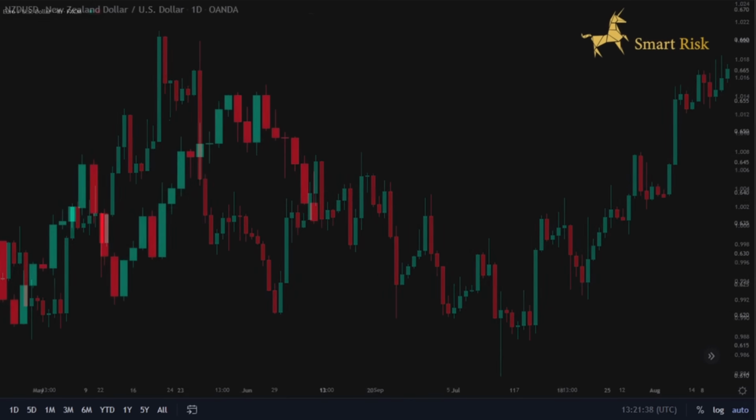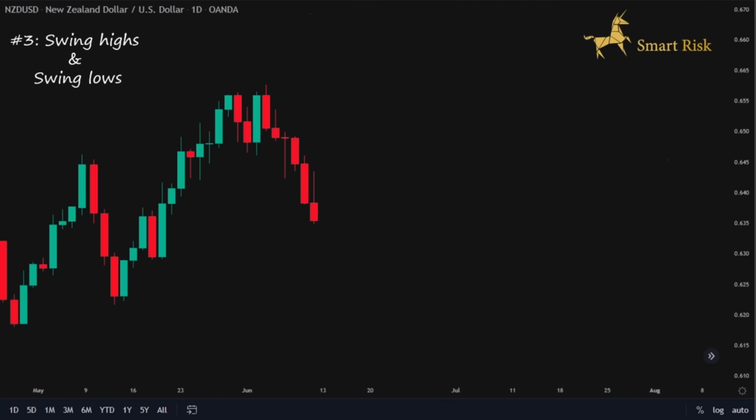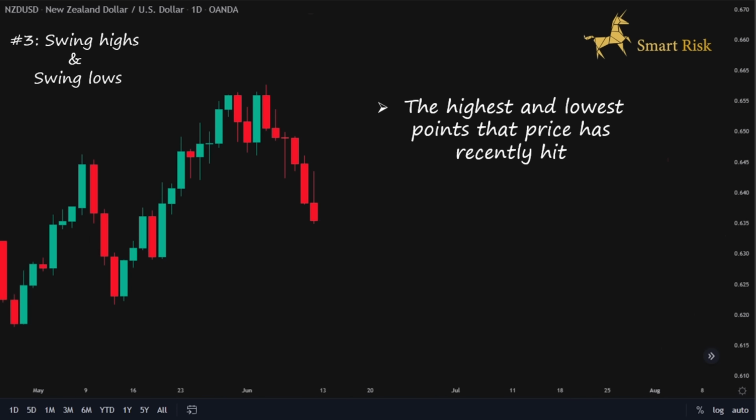Swing lows and highs are the points on the chart that might behave as inducements. As you know guys, swing highs and swing lows are the highest and lowest points where price has recently hit. Especially on higher time frames like daily, these points are more important and price has more tendency to respect these points. So, traders always get induced into the market at swing highs and swing lows.